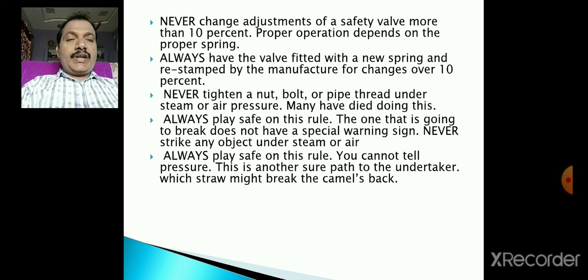These are the dangerous locations. Always play safe on this road. The one that is going to break does not have a special warning sign. Never strike any object under steam or air. Always play safe on this road. You cannot tell the pressure. This is another sure path to the undertaker, as one straw might break the camel's back.